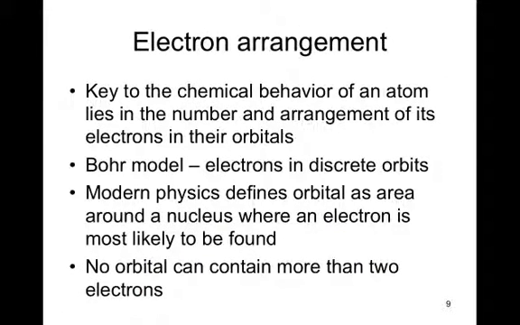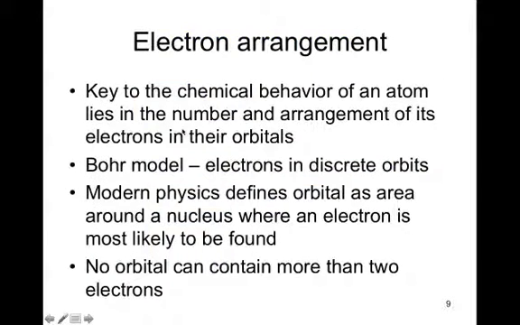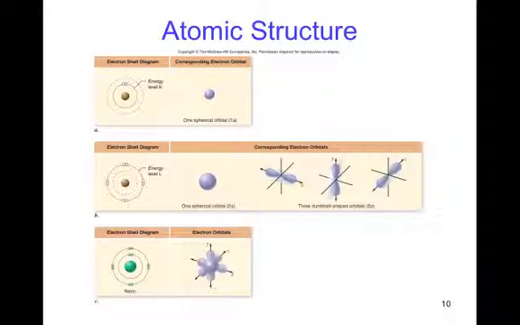So electrons are the key to the chemical behavior of an atom. So we need to explore the number and arrangement of electrons in their orbitals. In the Bohr model, we see that electrons have discrete orbits. This is the Bohr model. Modern physics defines an orbital as the area around a nucleus where the electron is most likely to be found. And no orbital can contain more than 2 electrons.